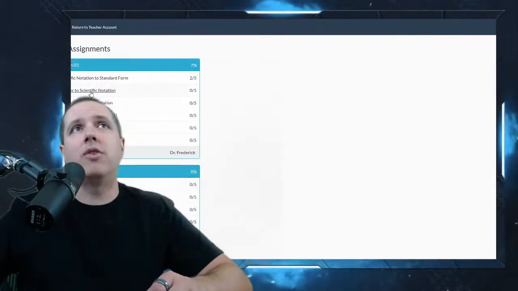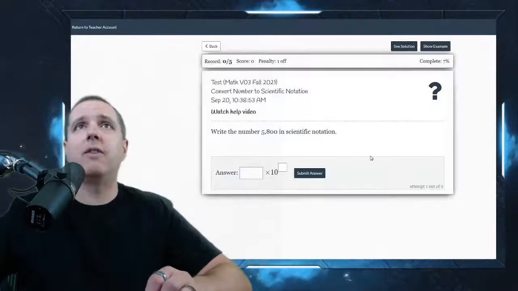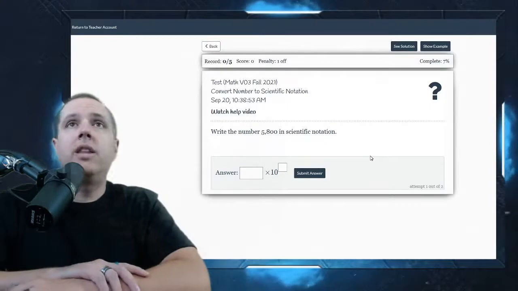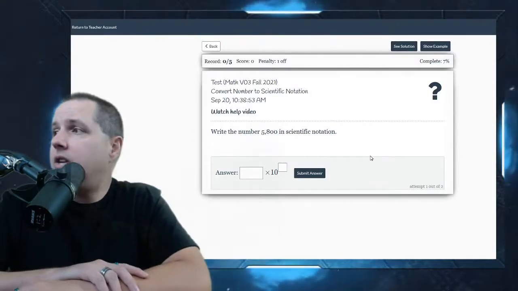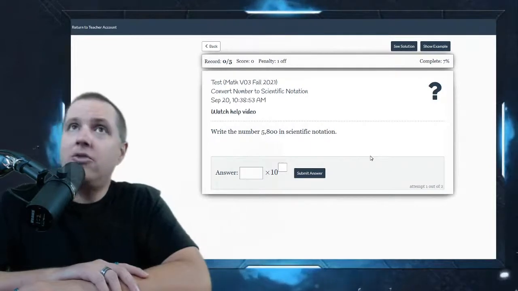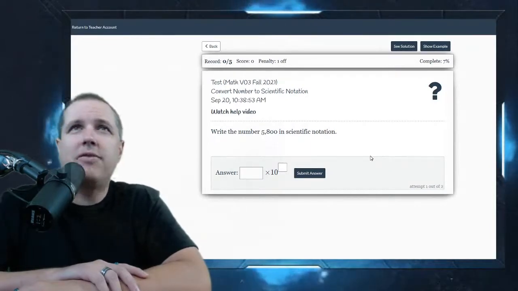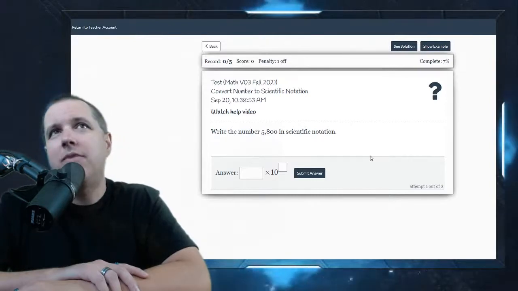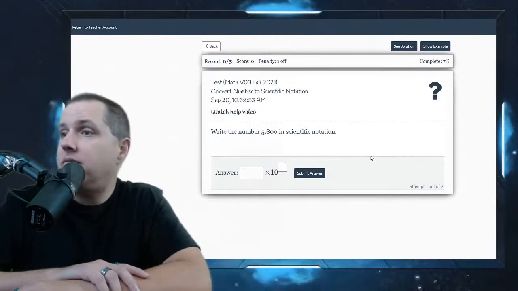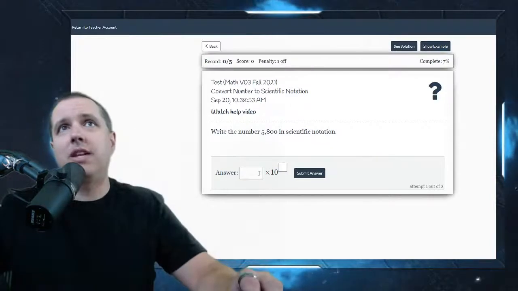Let's do it the other way. Convert number to scientific notation. They've got the different boxes you're going to fill in here. Write the number 5,800 in scientific notation. So I have to think, where am I going to put the decimal to get the number to be between 1 and 10? 5.8, right? That's the only place I can put the decimal where it's going to work.